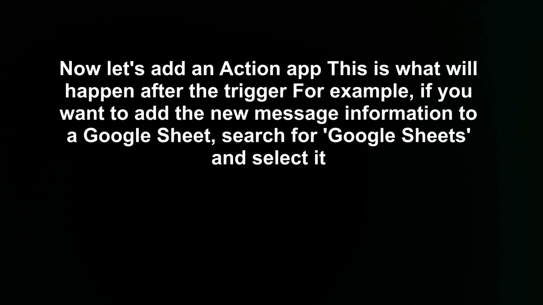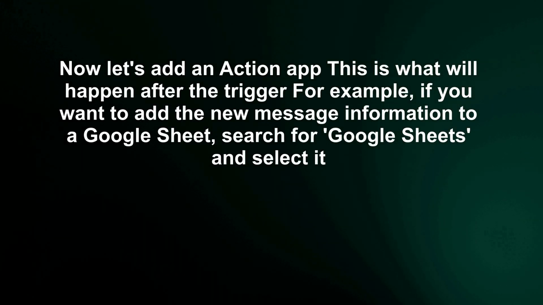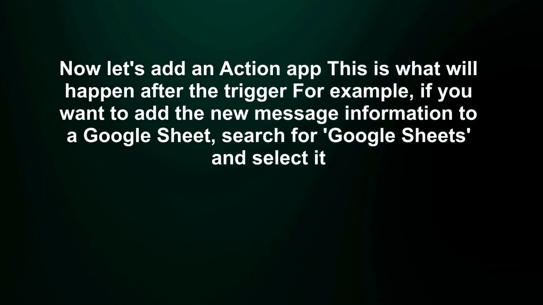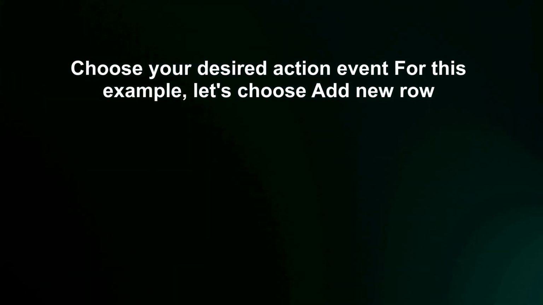Now let's add an action app. This is what will happen after the trigger. For example, if you want to add the new message information to a Google Sheet, search for Google Sheets and select it. Choose your desired action event. For this example, let's choose Add New Row.